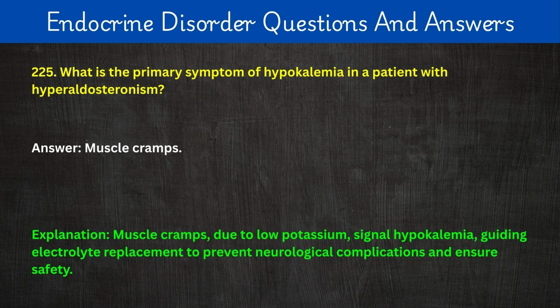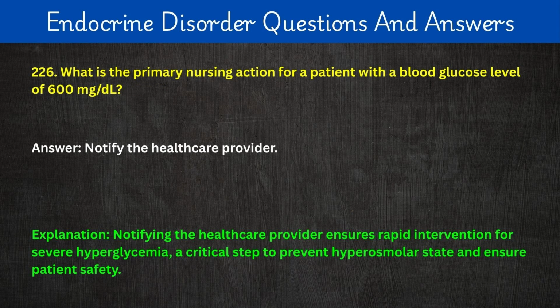225. What is the primary symptom of hypokalemia in a patient with hyperaldosteronism? Answer: muscle cramps. Explanation: muscle cramps, due to low potassium, signal hypokalemia, guiding electrolyte replacement to prevent neurological complications and ensure safety. 226.